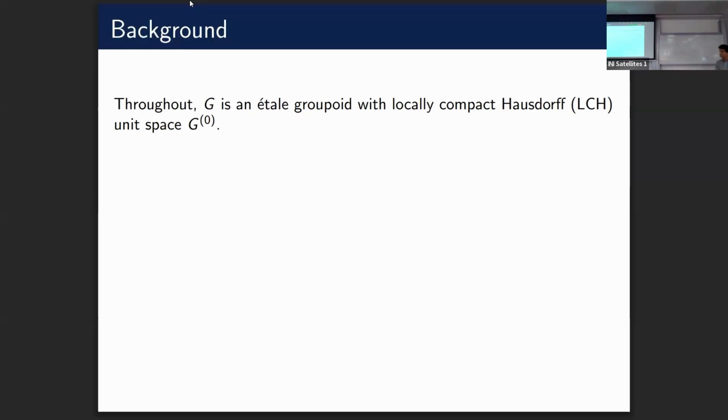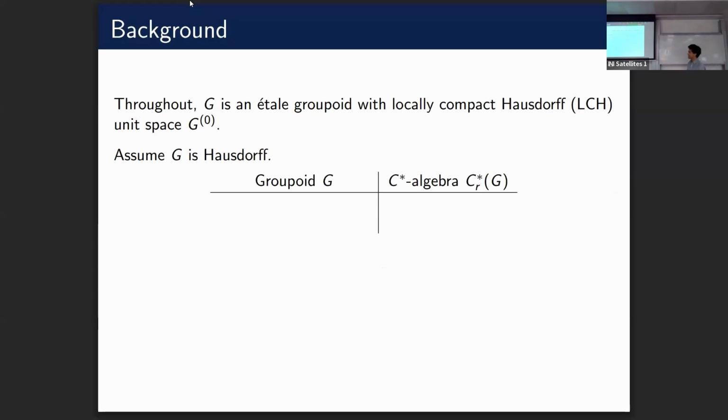So first, a bit of background. Throughout, G is a tile groupoid, locally compact, with Hausdorff unit space. This is an assumption throughout. For now, assume G is Hausdorff; this is an assumption just for this slide. And so somehow it's been a bit of a theme.